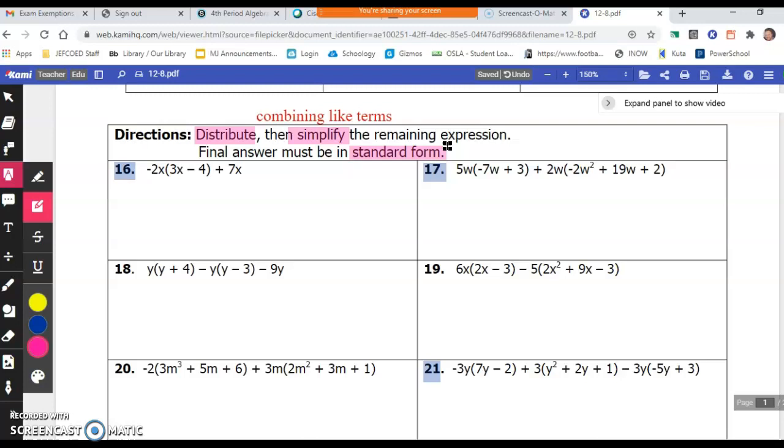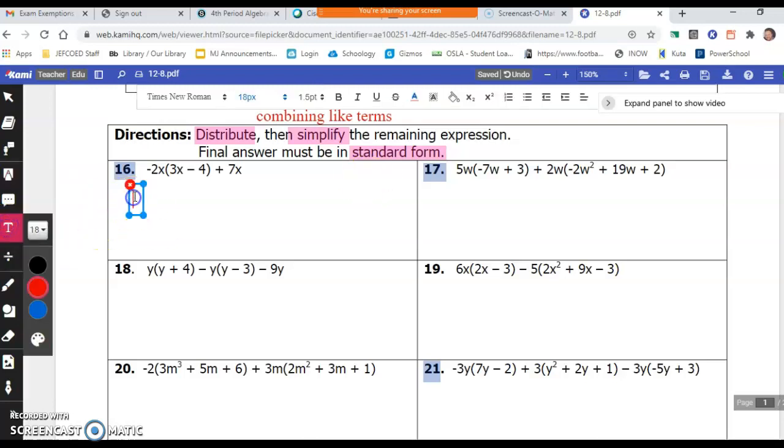All right, looking at 16, let's distribute. So we've got negative 2x times 3x. That's going to be negative what? Negative 6x squared. Negative 2x times negative 4. It's going to be positive what? 8x. Okay?